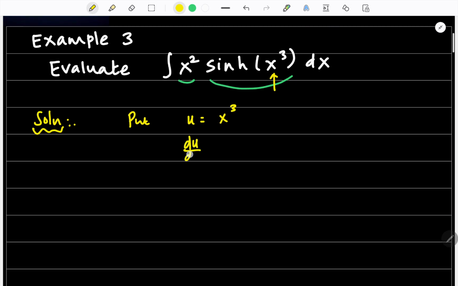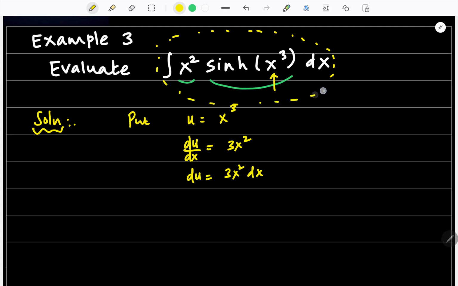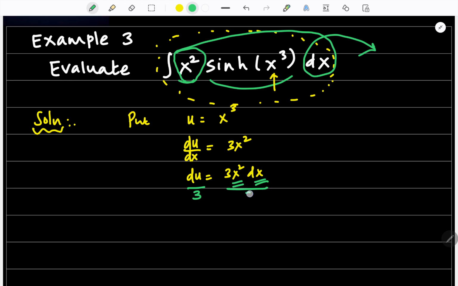What is the next step? du by dx is equal to 3x square. Cross multiply, du is equal to 3x square dx. Look at the question and try to convert everything in terms of u. That is the main idea of the substitution method. So we have x square and dx. So divide by 3 on both sides. What you will get? du divided by 3 equals x square dx.